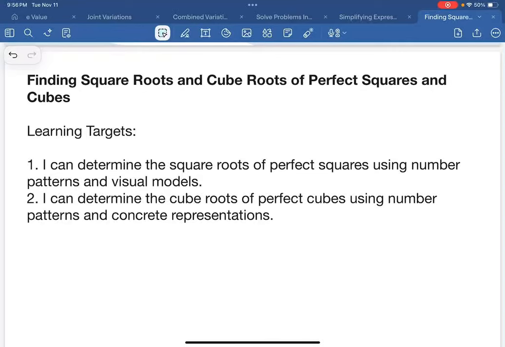Hello class, today's lesson is about finding square roots and cube roots of perfect squares and cubes. And here are the learning targets. One, I can determine the square roots of perfect squares using number patterns and visual models. Two, I can determine the cube roots of perfect cubes using number patterns and concrete representations.